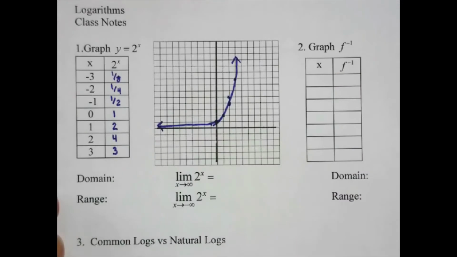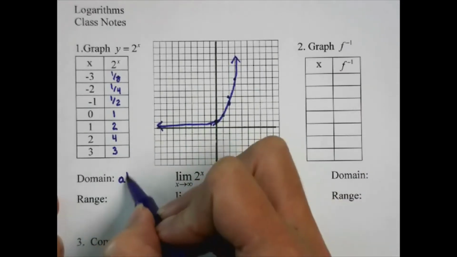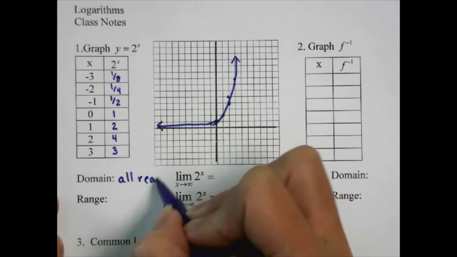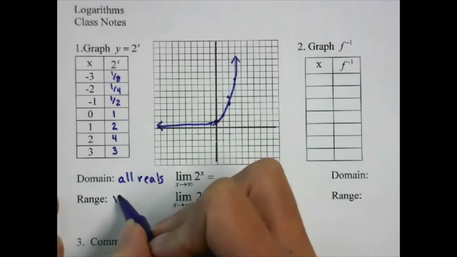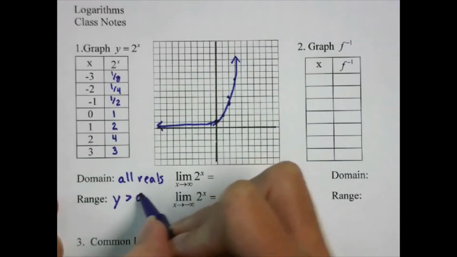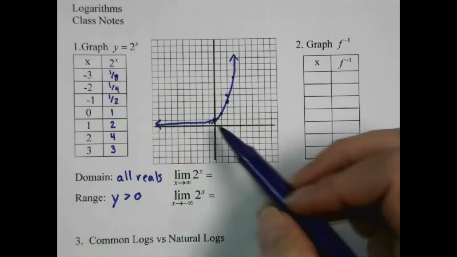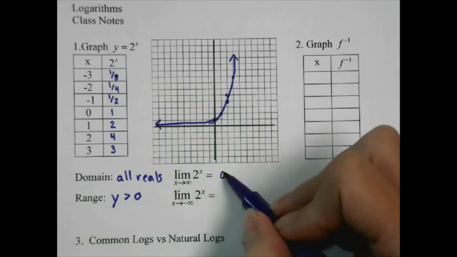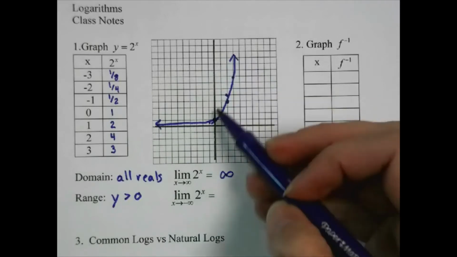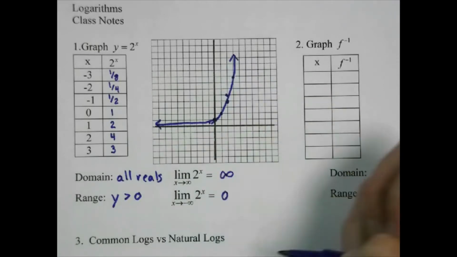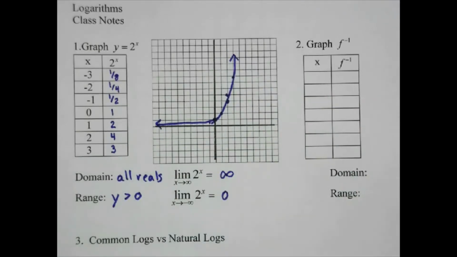to that axis. So the domain is all reals. The range is y is greater than 0. The limit as x goes to infinity of 2 to the x is infinity. The limit as x goes to negative infinity is 0.